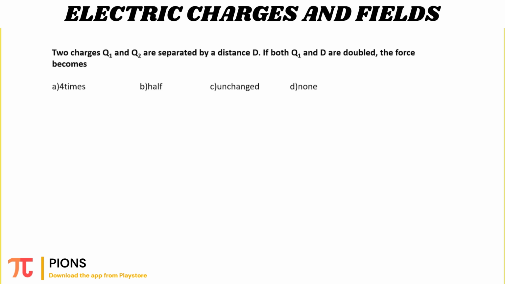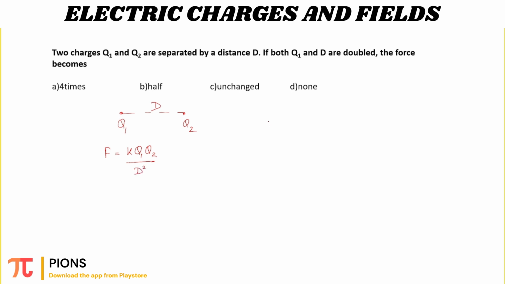Two charges Q1 and Q2 are separated by a distance D. So let me just write here, let's say this is our Q1 and let's say this is our Q2, and both are separated by a distance capital D. If both Q1 and D are doubled, so even Q1 is doubled and D is doubled, the force will become how much? So let's see what is the force initially? The force F will be K Q1 Q2 whole divided by D square.